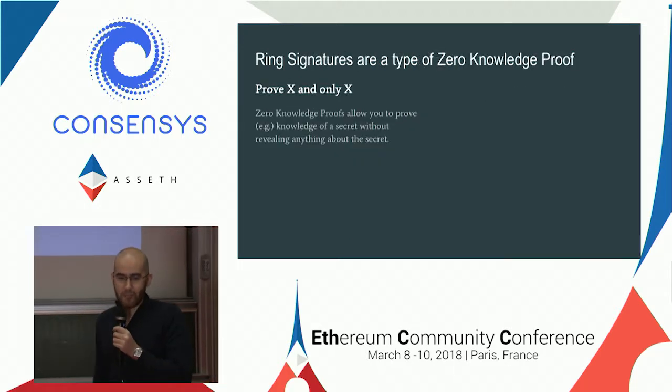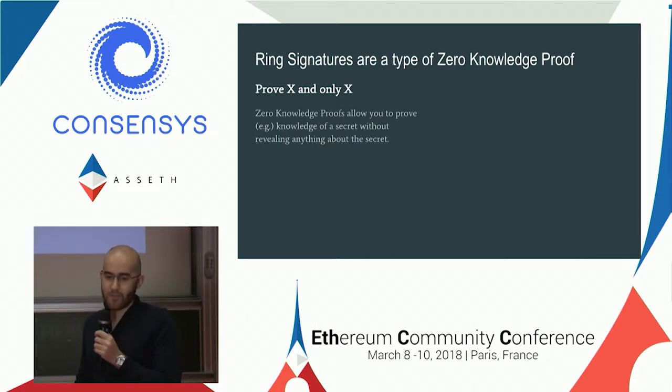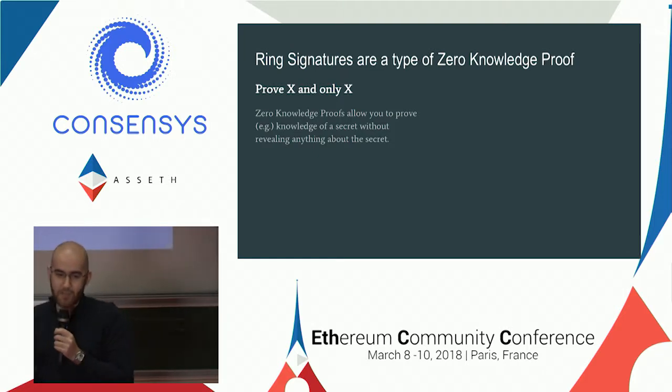So again, ring signatures are just one type of zero-knowledge proof. They prove X and only X. Zero-knowledge proofs allow you to prove knowledge of a secret without revealing anything about the secret.